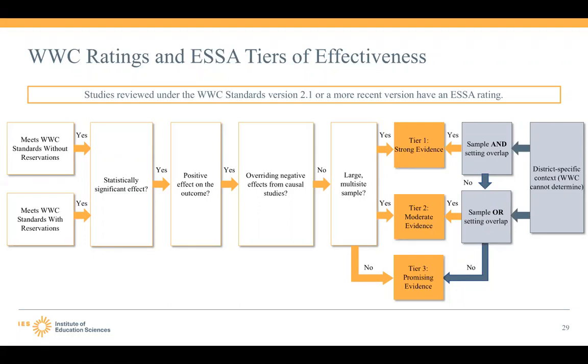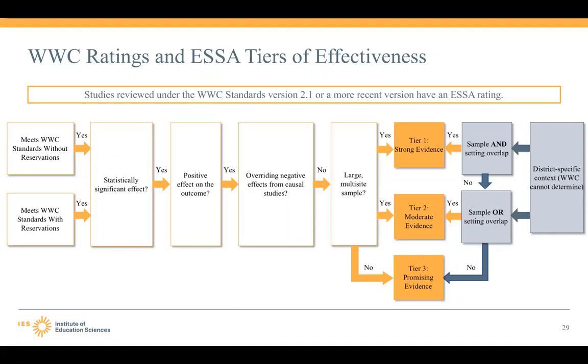The WWC could not complete this step because the population and setting of interest vary for each school, district, or state. That's why the final ESSA determination must be made at a local level. So if you find a study on the WWC website and it has findings with an ESSA Tier 1 or Tier 2 rating, you still have work to do to make the final determination. This is what we're showing on the right side of the slide in the blue boxes.